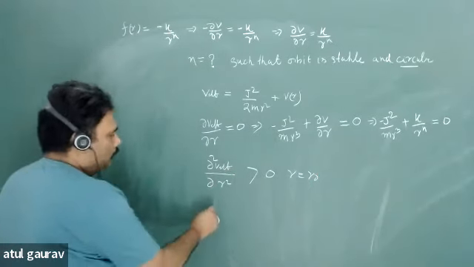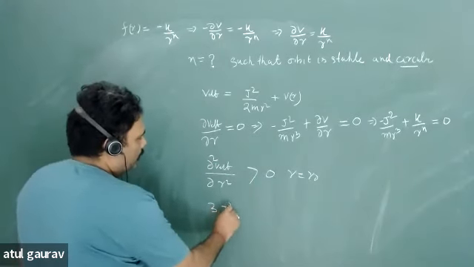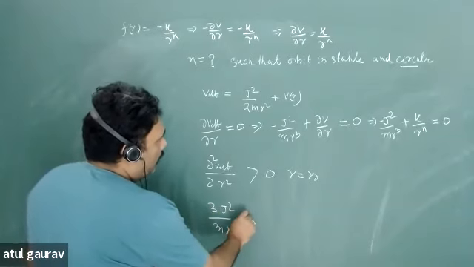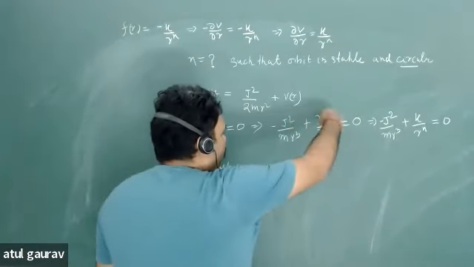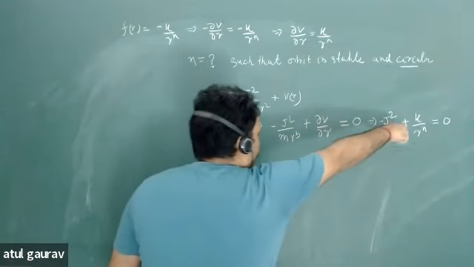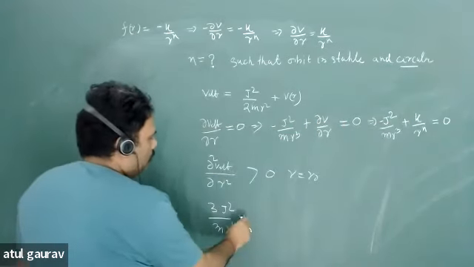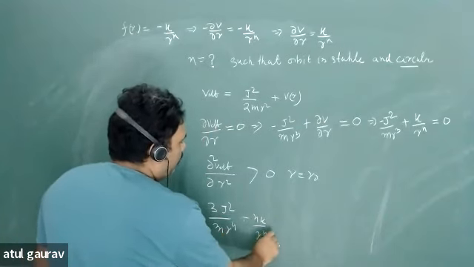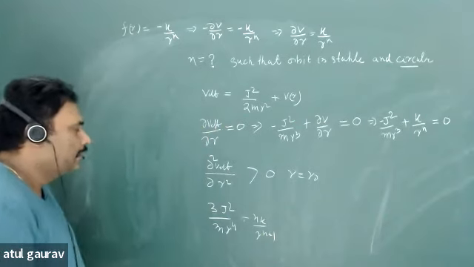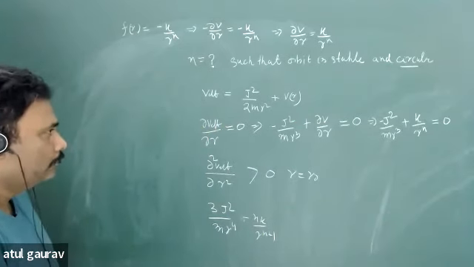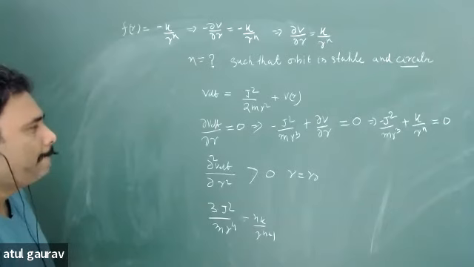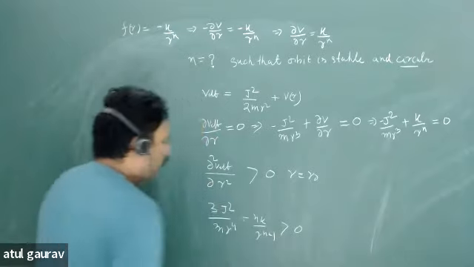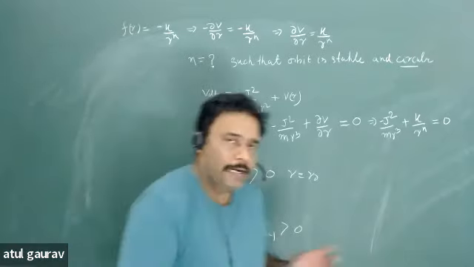When you go for the second derivative, this is 3J square upon m r to the power 4, and you have to differentiate this one, del V upon del r. So this will give you minus n k r to the power n plus 1 in the denominator. Am I correct? And that must be greater than 0. Now you have to talk about n.